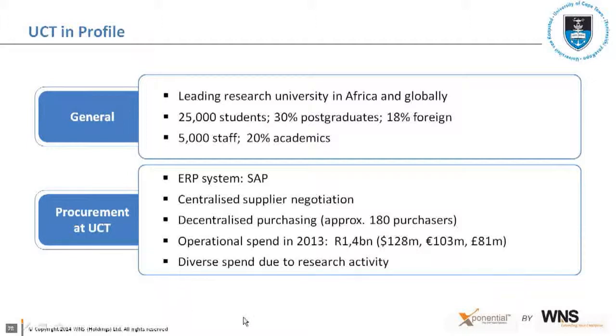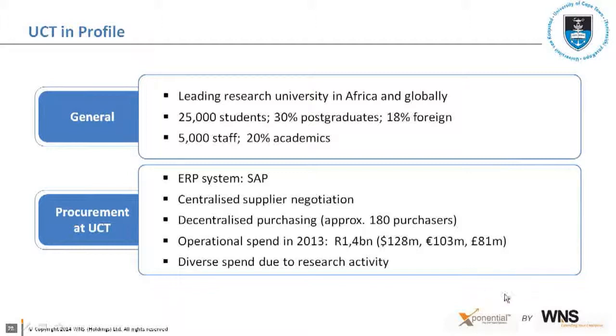Just a bit about UCT and who we are. We are the leading research university in Africa and feature quite highly on all global scales of universities. We have about 25,000 students, of which 30% are postgraduates, and a quite high proportion of foreign students from all over the world. We have about 5,000 staff, and about 20% of them are academics.